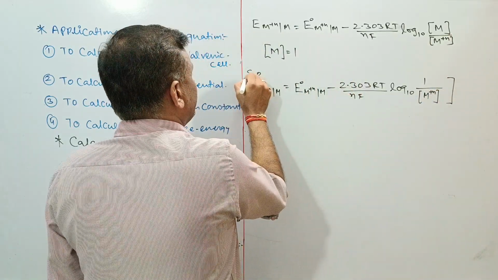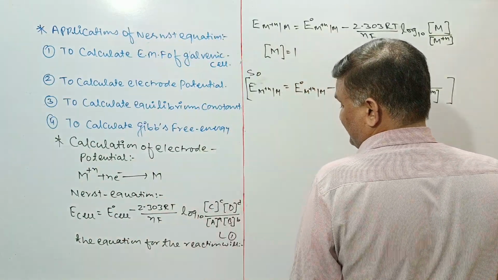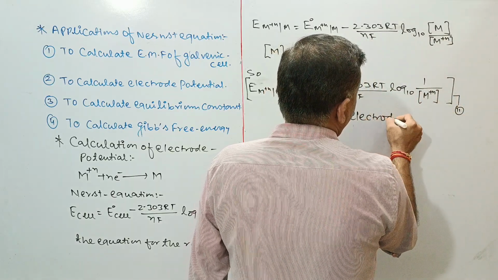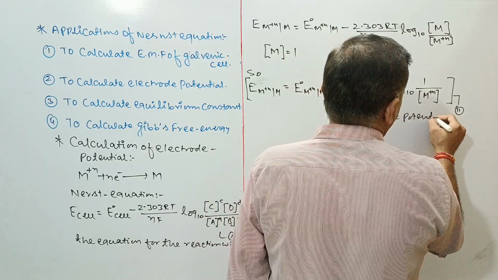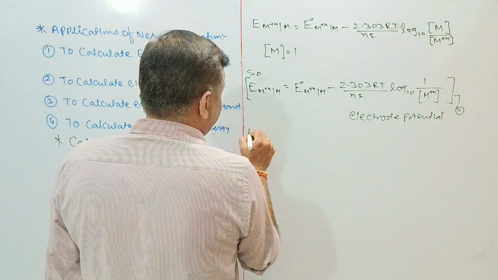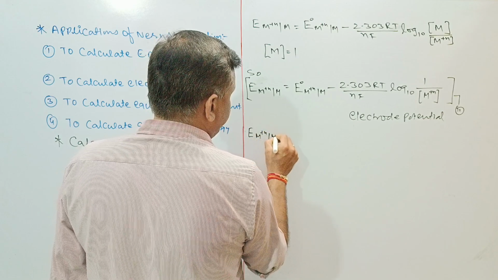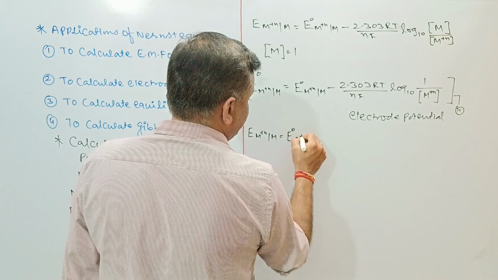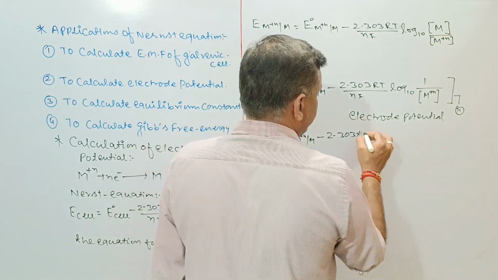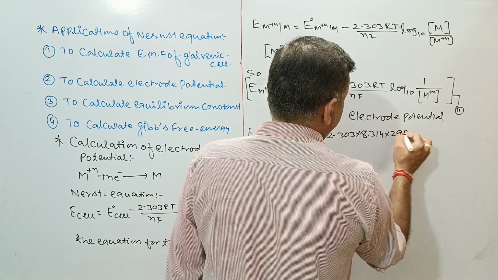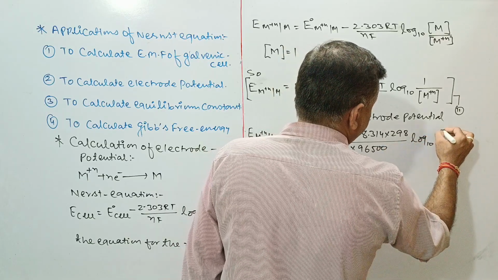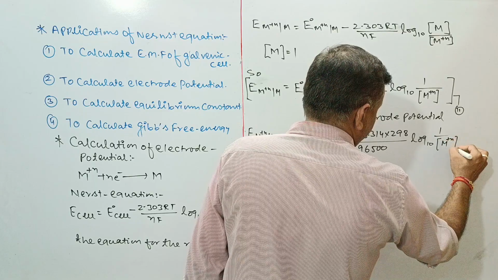This is the form of the Nernst equation to calculate the electrode potential for a cell. If we put in the values of all the constants, then it becomes as follows: E of M^n+/M is equal to E naught of M^n+/M minus 2.303 times 8.314 times 298 Kelvin upon n into 96500, log base 10 of 1 upon [M^n+].